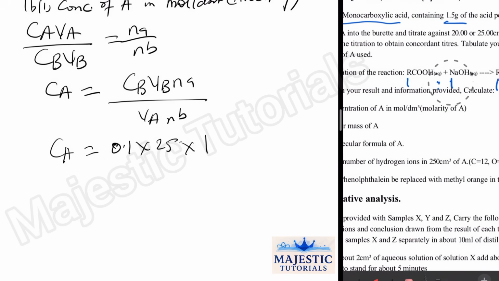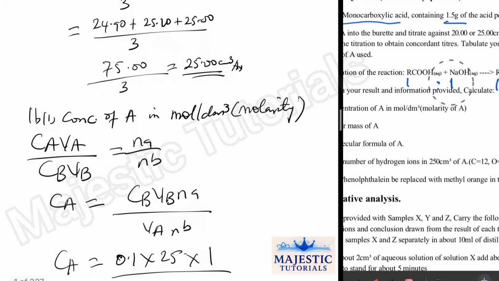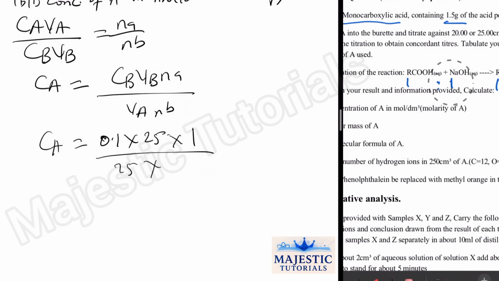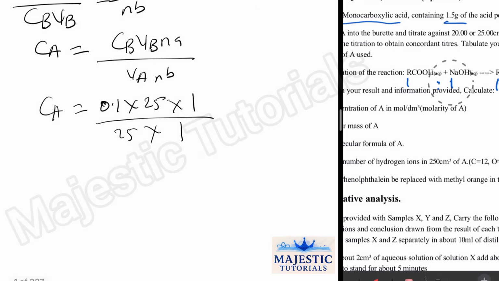Therefore, I continue. I'll divide by, what's my VA? That's the volume of acid used, which is what we got here as 25 also, times 1, because NB, which is highlighted over there, is also 1. When you look at this, they are all equal. You don't need to waste time pressing calculator. Just 25 cancels 25, 1 goes. So we are left with 0.1.